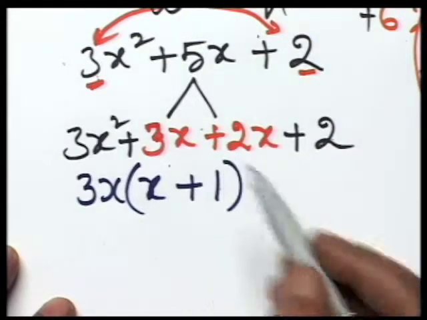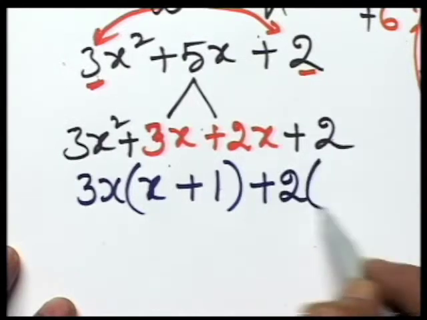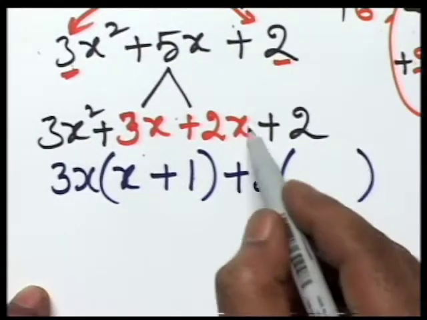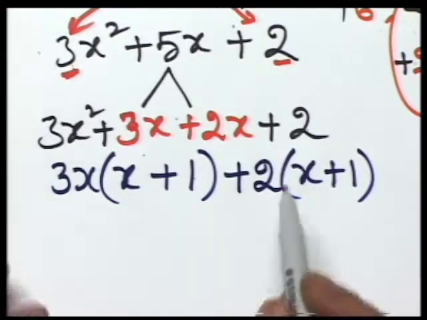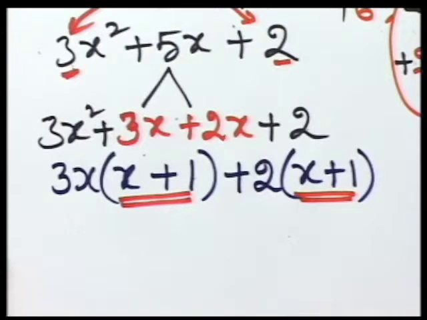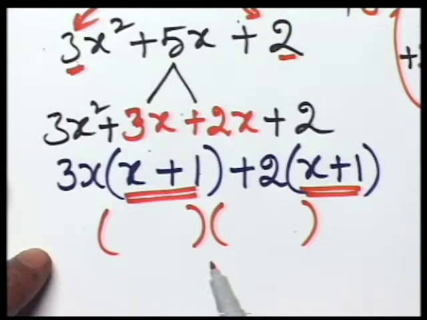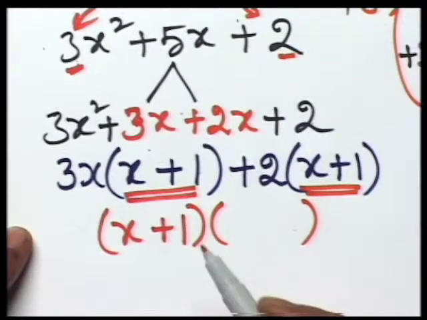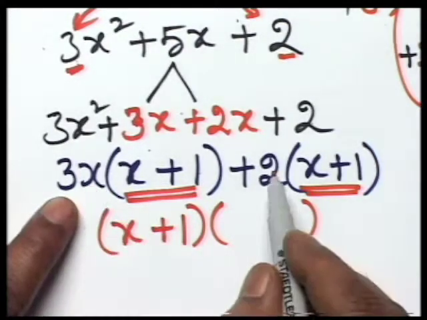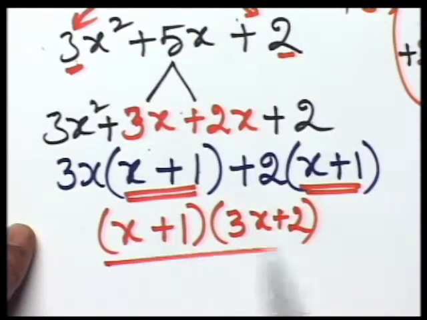Okay, the sign is plus, next one, 2x and 2. 2 is common, and inside the bracket I will be getting x plus 1. We should be happy. Once you see those 2 brackets exactly the same, you need to know you are correct. Okay, so my last and final step, which is the length and width of the rectangle: the common bracket we copy as it is, which is x plus 1. And we look at the next one, which is 3x plus 2. So we write there 3x plus 2. Okay, that's the length, that is the width.